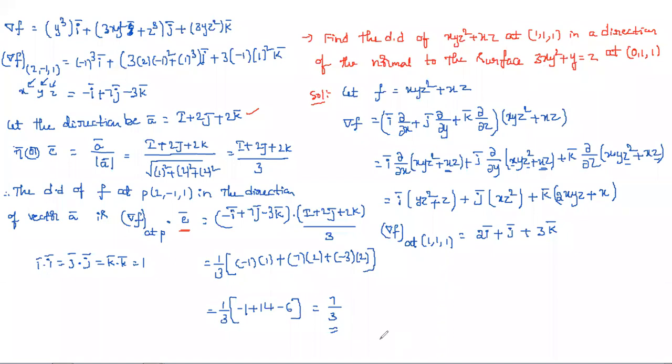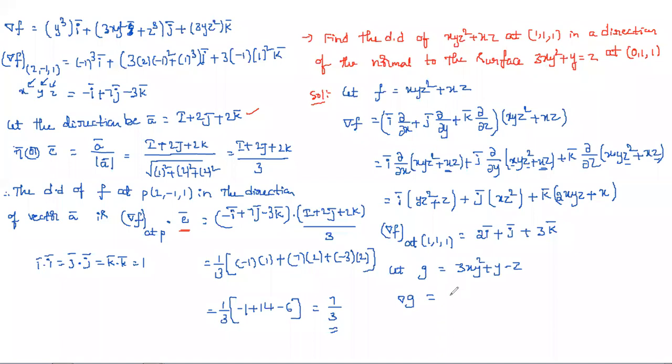For this also you can give a name. Let the surface be G equal to 3xy square plus y minus z. So this is the surface. We are taking this z to this side, so it changes to minus.